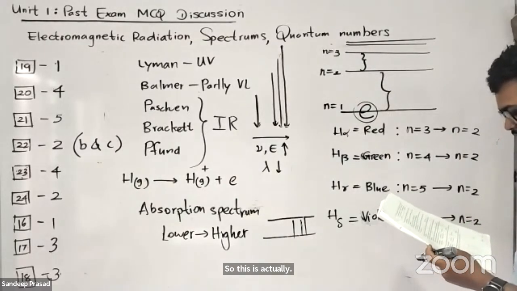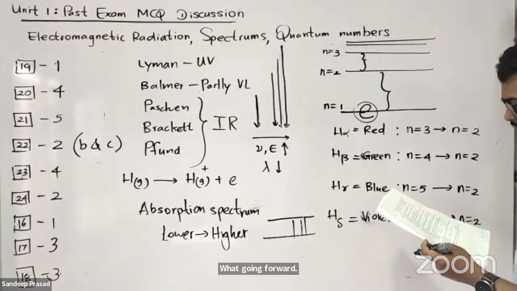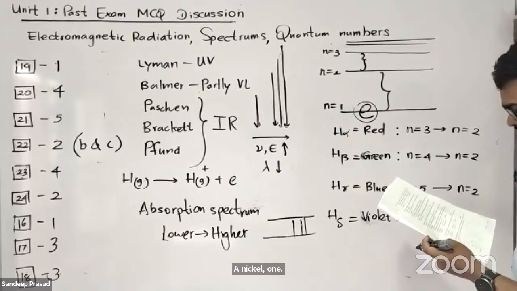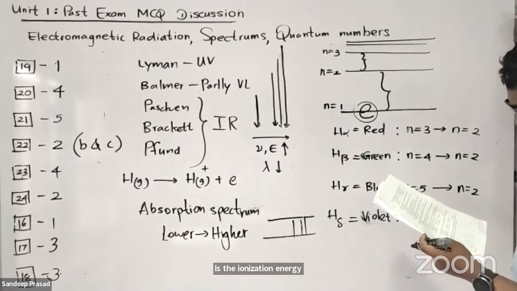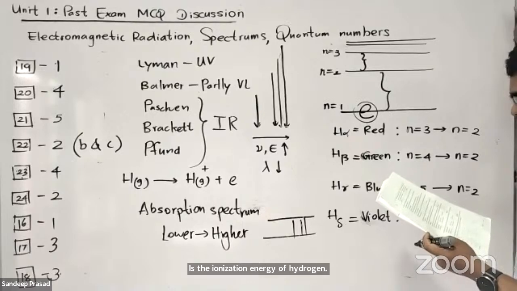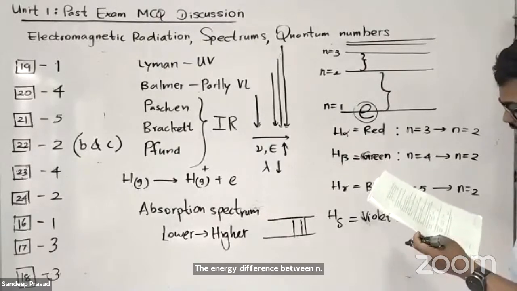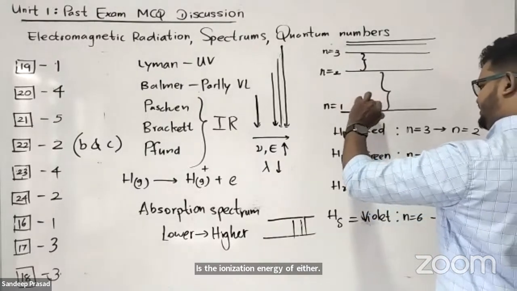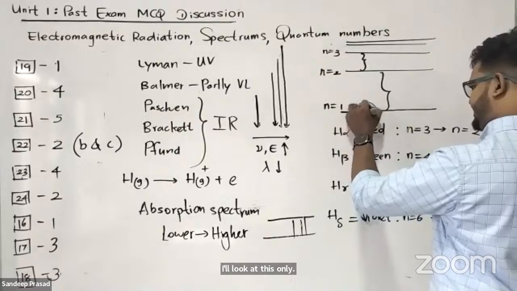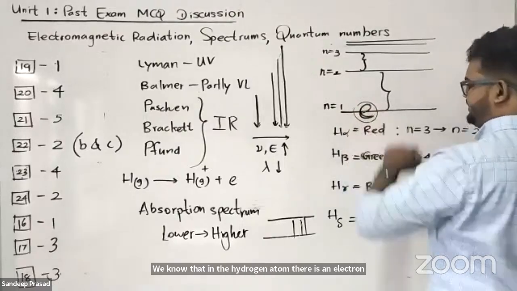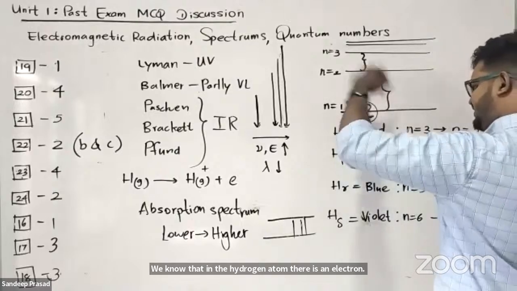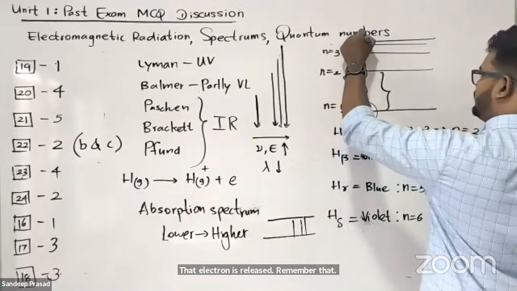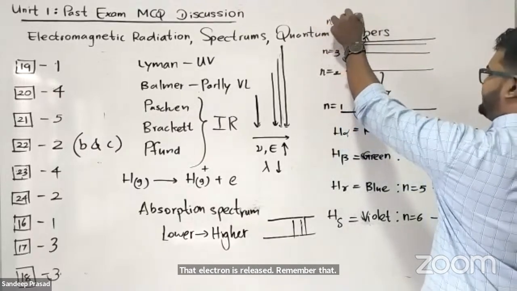The energy difference between n equal infinity and n equal 1 is the ionization energy of hydrogen. Now look at this only. We know that in the hydrogen atom, there is an electron in the first principal energy level. So that electron is released. That electron is released means definitely it is going to the infinity energy level, n equal infinity.